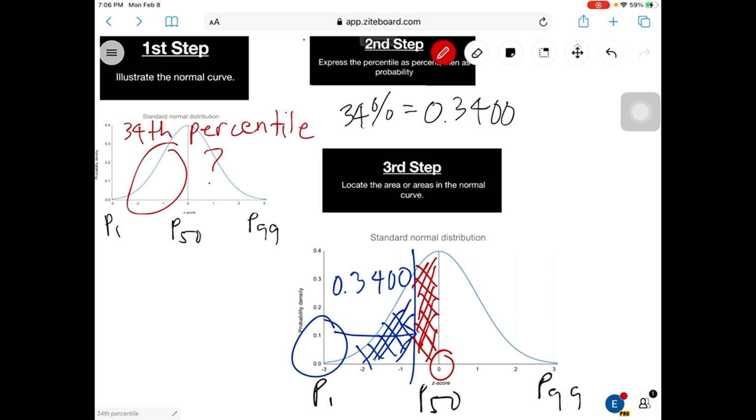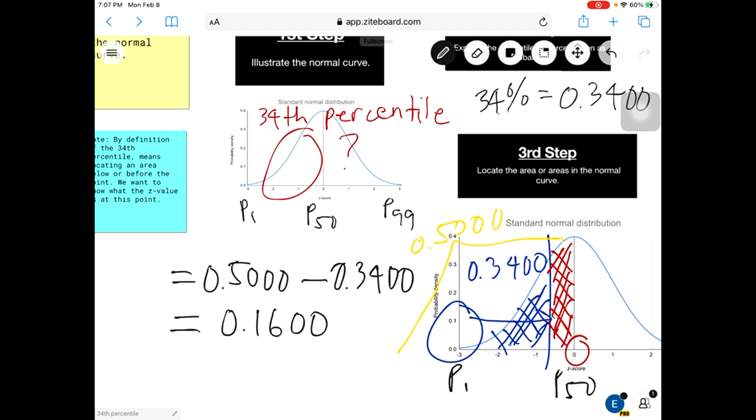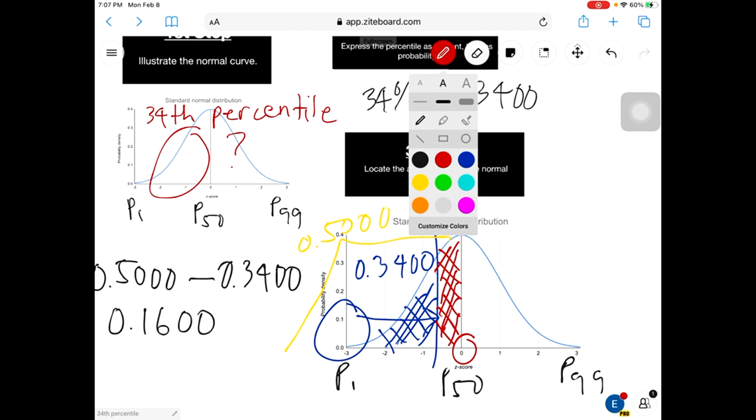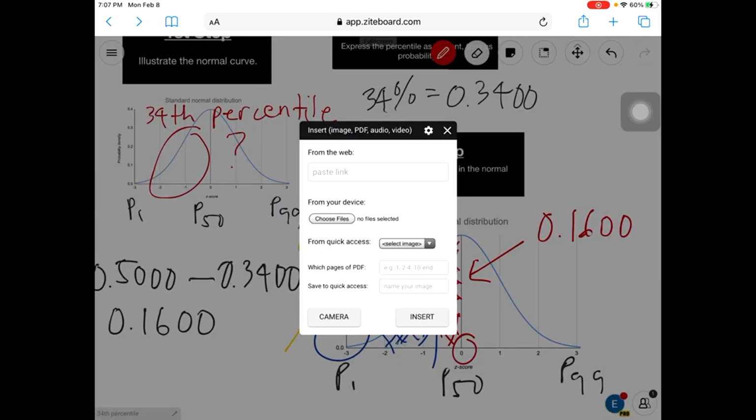Now, since the whole area to the left of the mean or from the center is 0.5000 or 0.5, we just need to subtract 0.3400 from this to determine the area shaded with red. So let me just move this to the right so that we can write the equation: 0.5000 minus 0.3400 to locate the area shaded with red, and this is going to be 0.1600. So this is the area shaded with red, 0.1600.